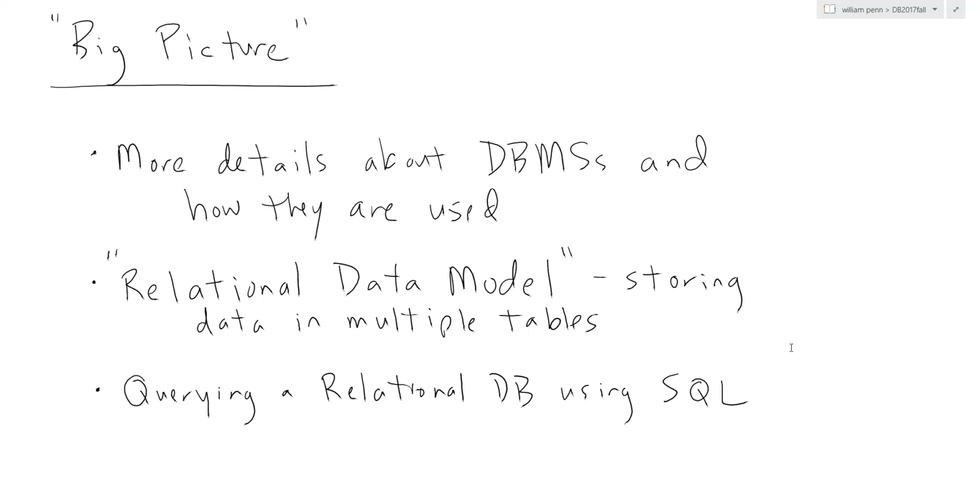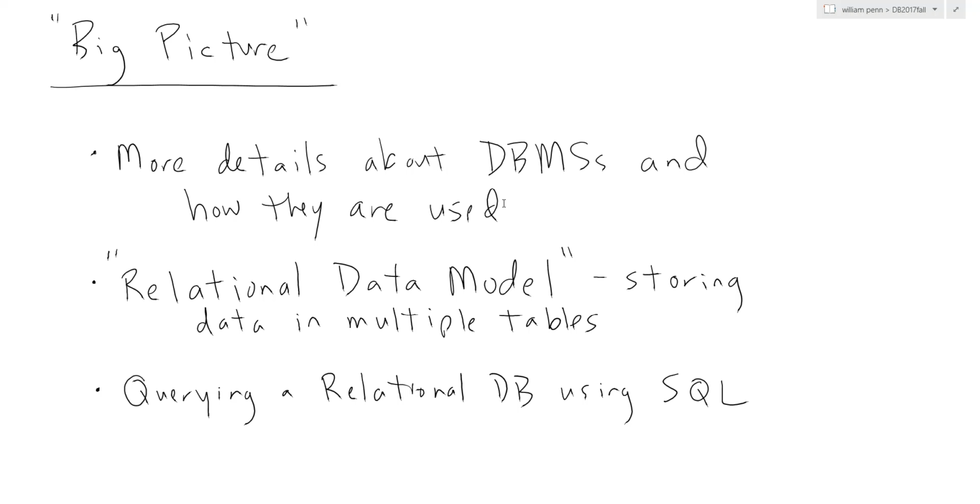All right, so now I want to briefly talk about the big picture view of where we're at and where we're heading. In the coming week, you're going to learn about a couple of main things. You'll get a little more detail about what database management systems are, and how they're used, how different organizations use them, and what different people's roles are in working with database management systems.